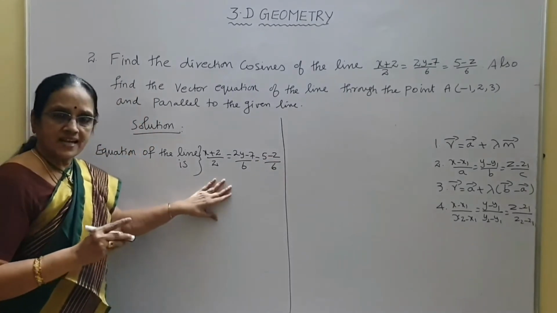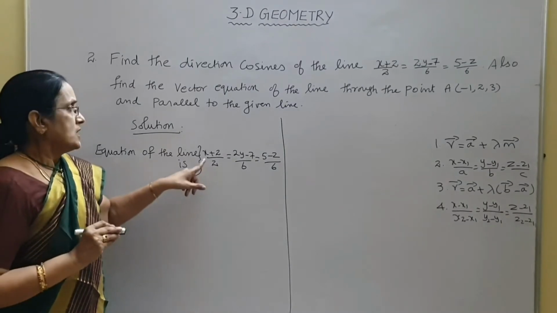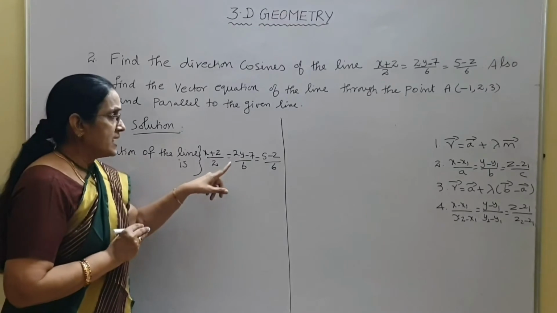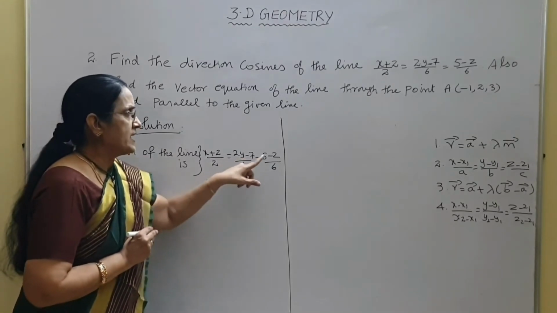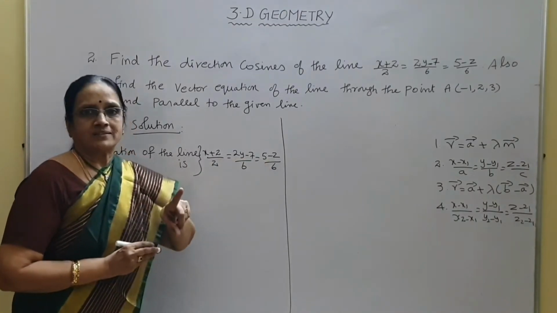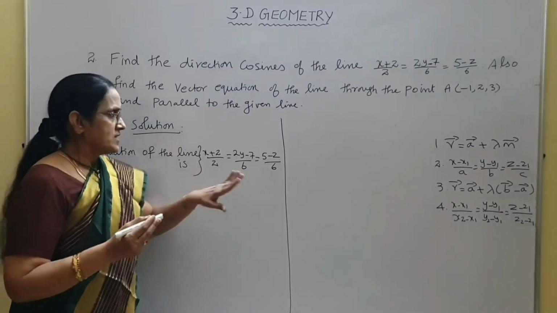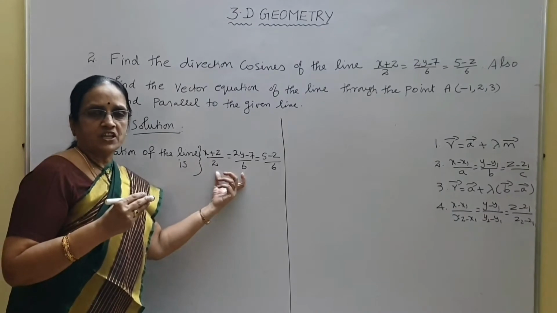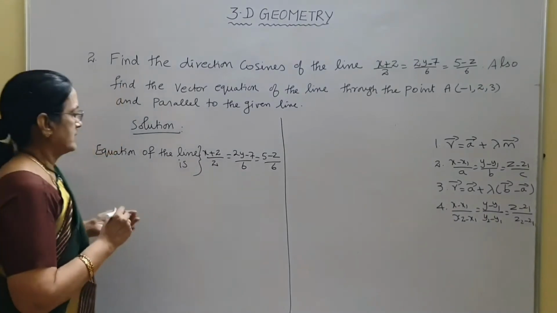It is not in standard form because the coefficient of x is 1. That is fine. Whereas the coefficients of y and z are not 1. So, this equation is not in standard form. First, let us write this equation in standard form.